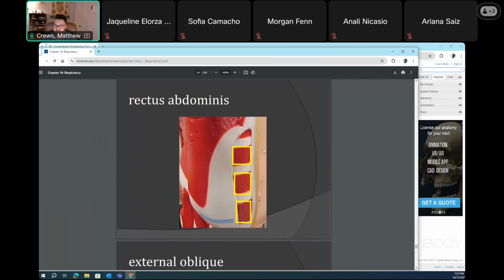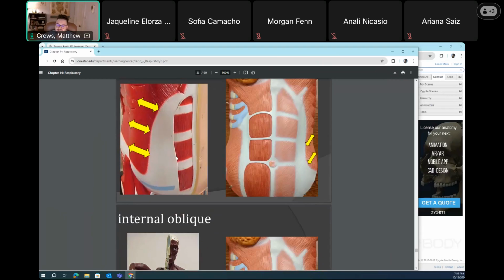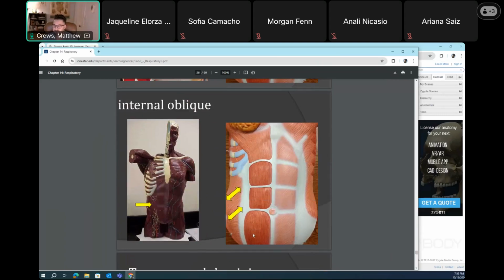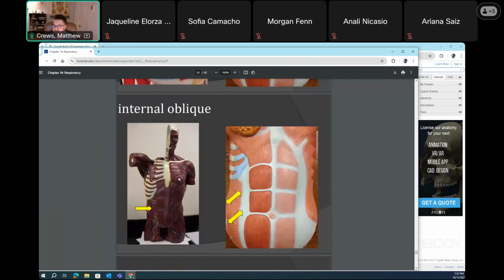For forced expiration, you're also employing your rectus abdominis, so you feel your abdomen kind of tense when you do that. And then your external obliques as well. Your internal obliques are also getting a little involved. Transverse abdominis kind of squeezes the abdomen, makes that area smaller. And that's all the muscles.